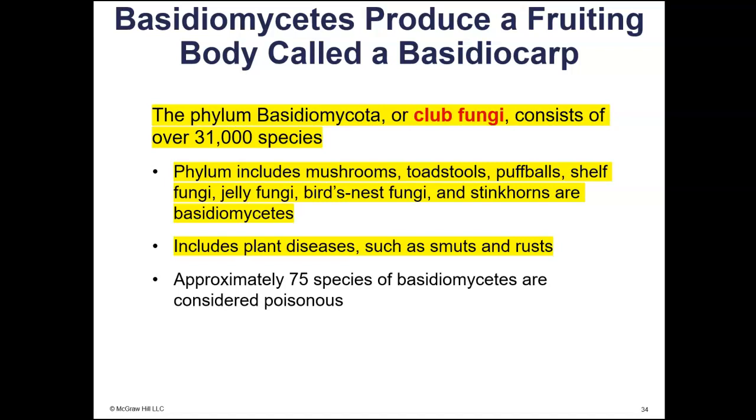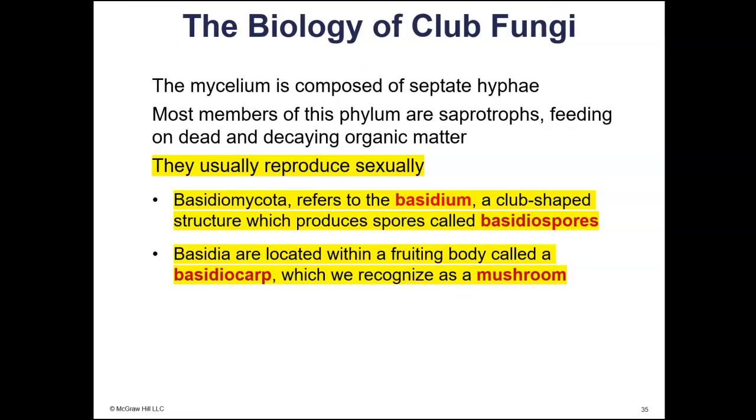But they're fun if you're a little kid walking along in the springtime. There are also shelf fungi or bracket fungi that grow as a bracket off the side of a tree, off the bark of a tree. Then we have jelly fungi, bird's nest fungi, and stinkhorns. All of these are Basidiomycota, and there are some plant diseases such as smuts and rust that you find on some of the crop plants that are from this phylum as well.